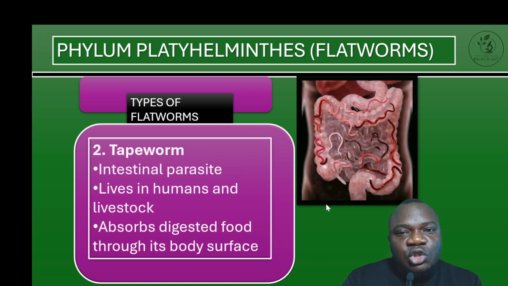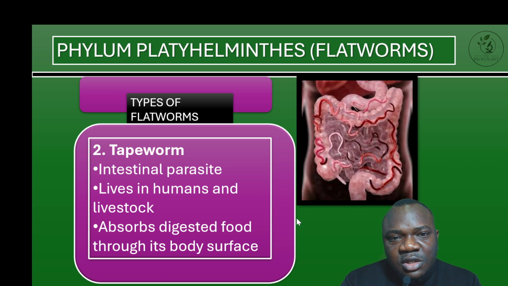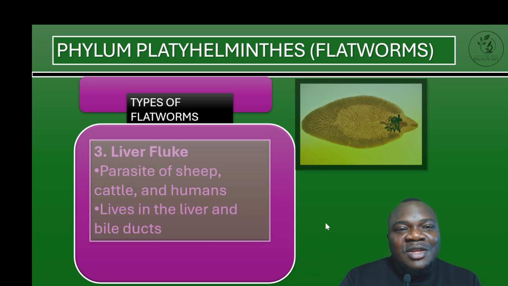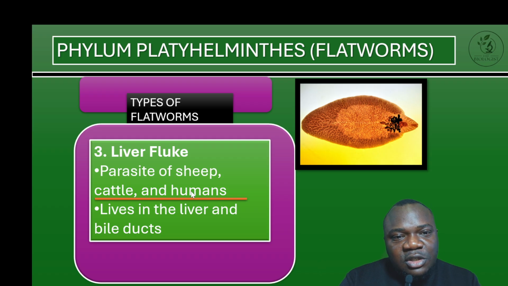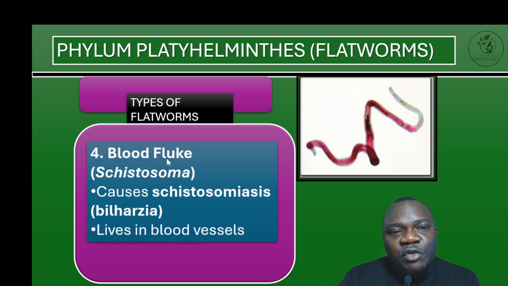Okay. So the next one we have is the tapeworm, and these tapeworms are intestinal parasites. They're found in the intestines, and they live in humans, and also they're found in livestock. And what they do is they absorb digested food through their body surface. Very wicked worm, trust me. Wicked worm. So the next one we have is the liver fluke. This one is also very wicked. Look at how it looks. So they are parasites of sheep and cattle and humans, and they live in the liver and bile duct. So very dangerous parasite.